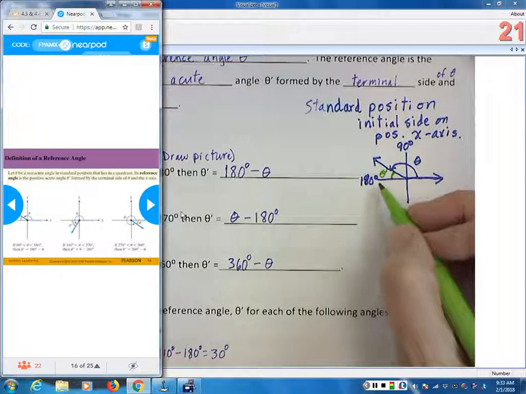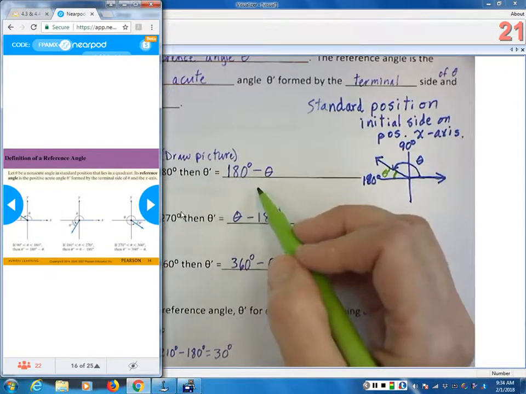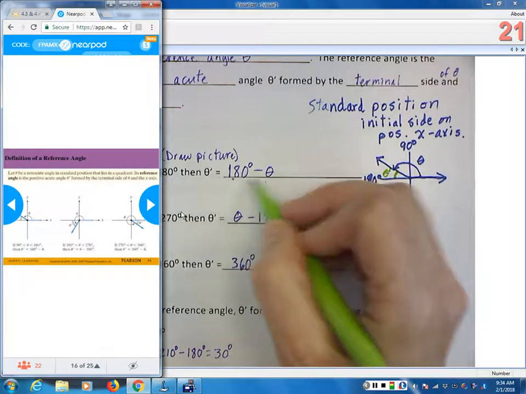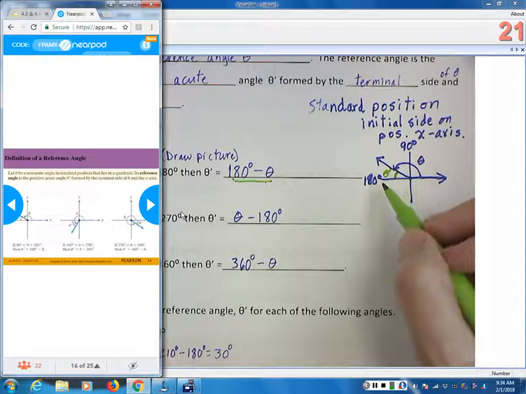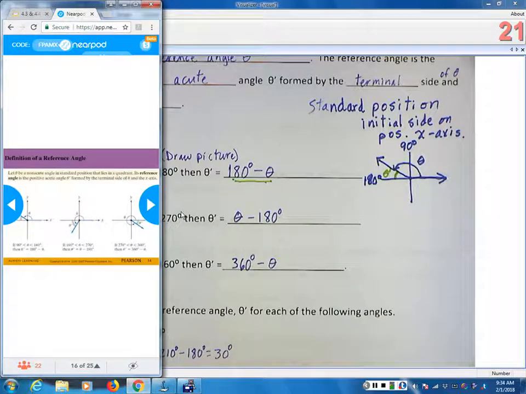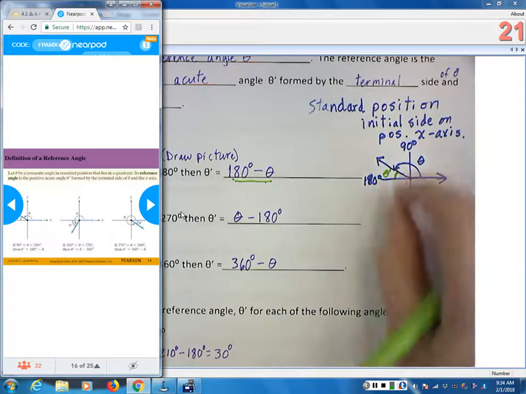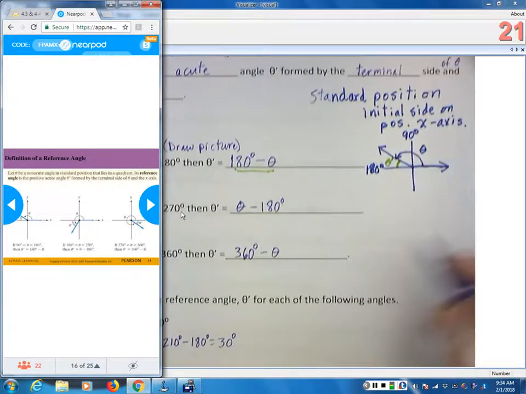So it's going to be a positive angle. We always write theta prime as positive, so to get it to be positive, we're going to take 180 minus theta. But you don't have to memorize this, just draw the picture. If you draw the picture, you'll be able to figure out what the reference angle theta prime will be. So the reference angle will be 180 minus theta, but you can just find that from the picture instead of memorizing this.